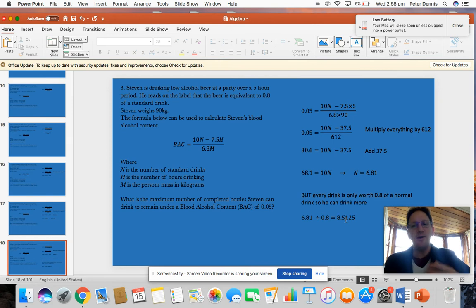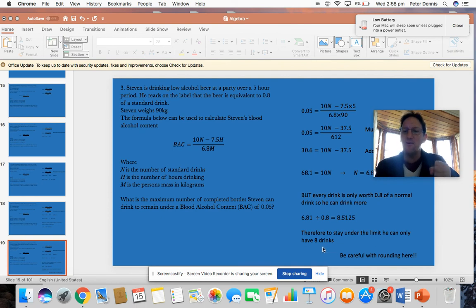Now, again, a really quite nice question. I like it. What is the maximum number of completed bottles Stephen can drink to remain under 0.05? Now, you might think we have to round this up to 9, but if he has 9, he's over 0.05. Even if this was 8.9, you would still take it back to 8. 8 drinks keeps him under the alcohol limit. 9 drinks takes him over. So even if it's 8.9, the answer to this is 8 drinks keeps him under. 9 drinks takes him over. So you've just got to understand that, therefore, to stay under the limit, he can only have 8 drinks.